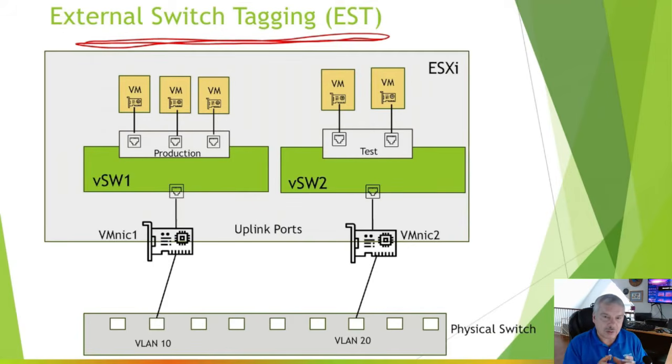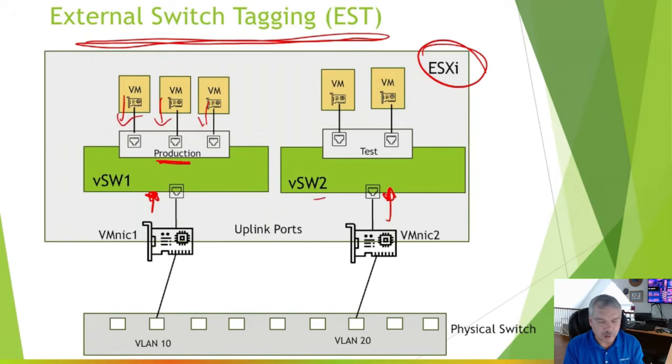So when we talk about external switch tagging, in this example, I've got my ESXi host. I'm only showing 2 network cards, one network card for switch 1, one network card for switch 2, okay? I'm not showing redundancy, I'm not showing management networks, just keeping the picture clean. You'll see on switch 1, I've got a port group called production and a bunch of VMs on there. On switch 2, I've got a port group called test and a bunch of VMs on there. Again, switch 1 is uplinked to VMNIC 1.